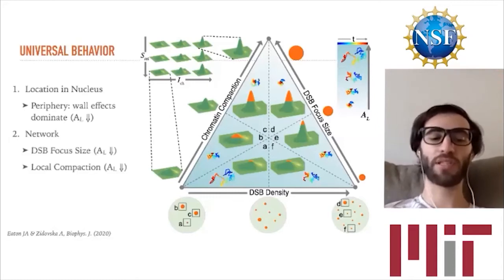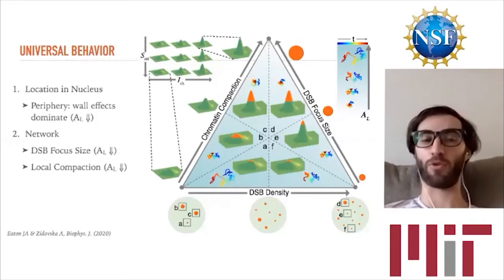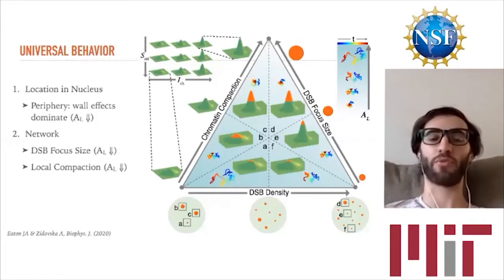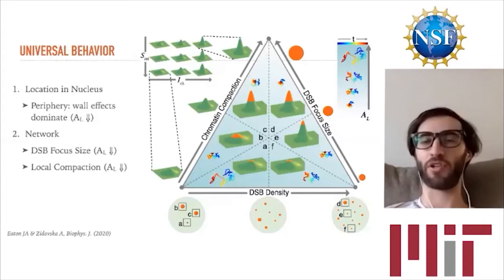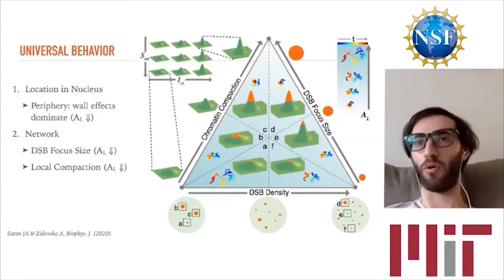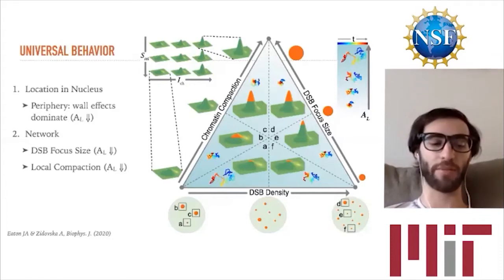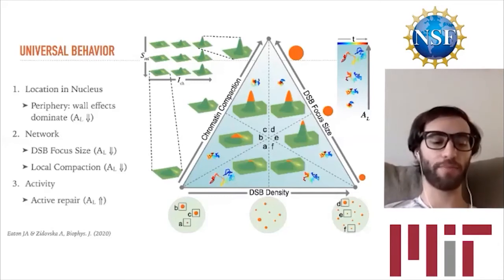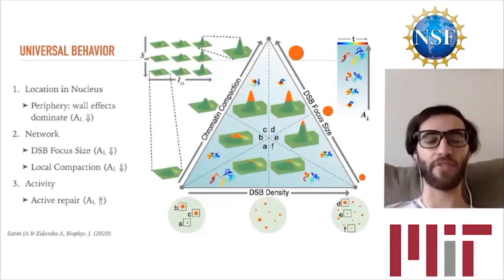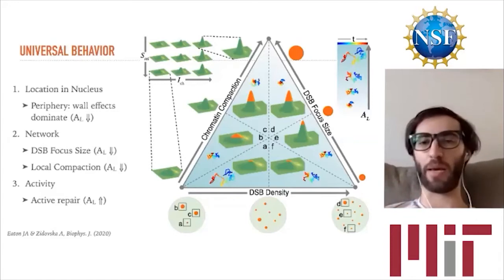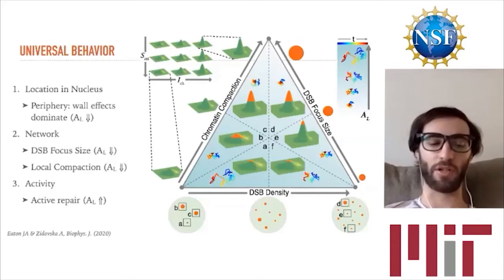And what matters most at this stage, from the physical point of view, is the effective size of the double-strand break focus. So once you're in the nuclear interior, it's really the size of your focus, the local compaction, the things that affect the effective hydrodynamic radius of the break. And then once you control for those things, you find that it's really the activity going on at the break that changes the dynamics. And so if you have this active repair, you find that the mobility of your break is going to increase.